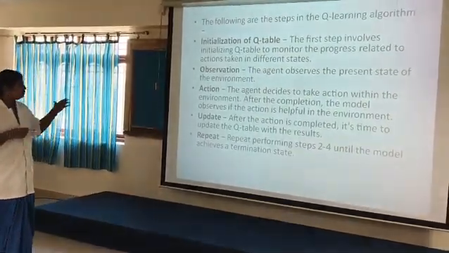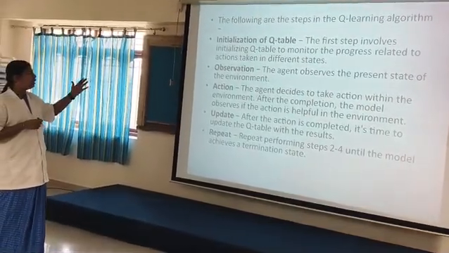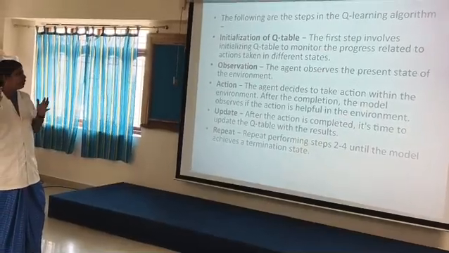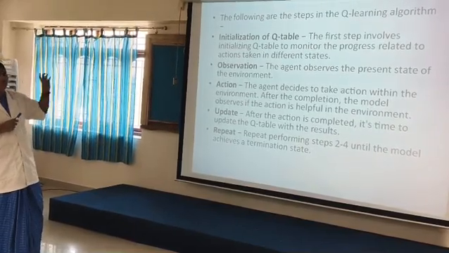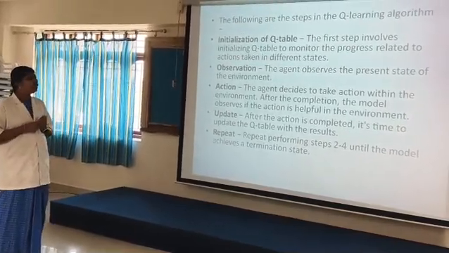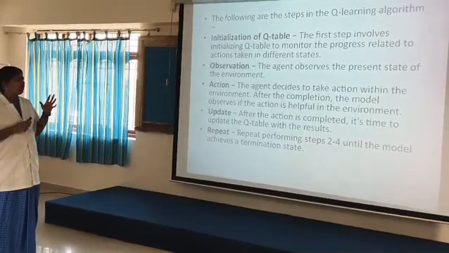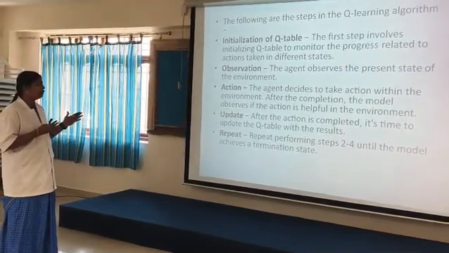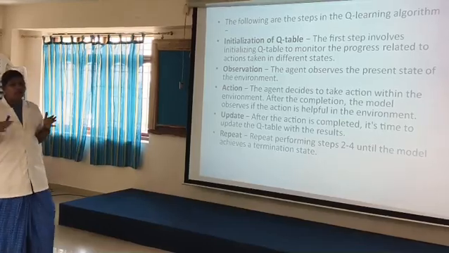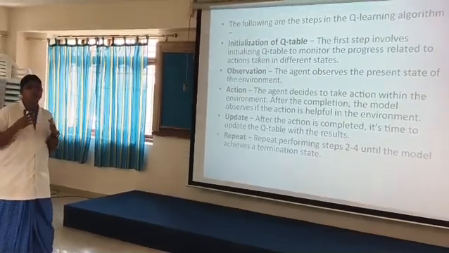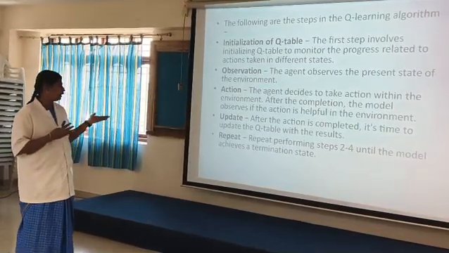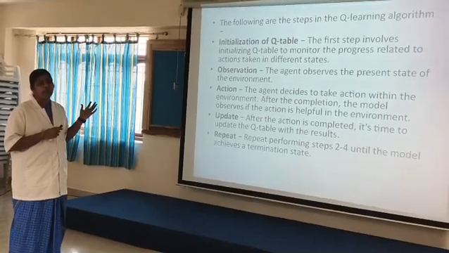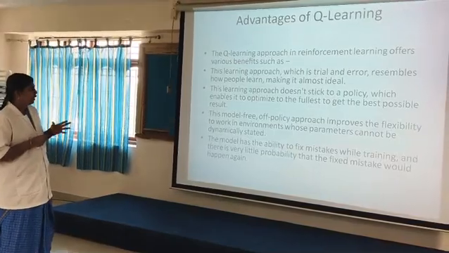So these are the following steps we have found. One, the initialization of a Q table by monitoring the process related to the actions taken in the different states. We are going to take different states and measure for each and every state. Observation is for the current state of the environment, what is the Q factor. Action is, after completion of your model, we identify whether it is helpful for the environment or not. Update means after completing this process, the Q table result is maintained. And repeat means it will be repeated 2 or 3 times, whatever is needed according to the determination of state.